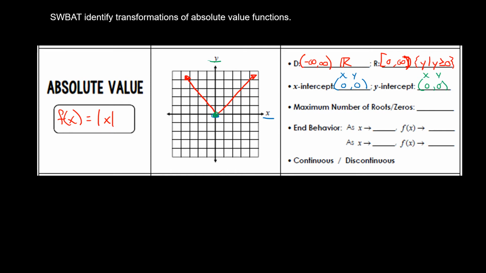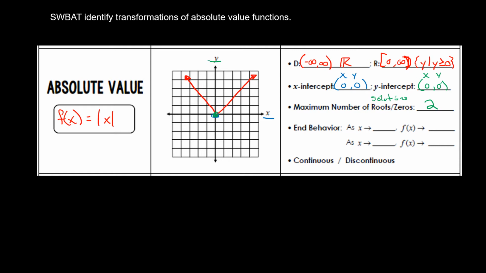The maximum number of roots or zeros. So what I want you to think about is that roots or zeros are also the number of solutions, right? And when we've been solving absolute values, we know that we have the positive case and the negative case. So we have a maximum number of 2 solutions, or 2 roots or 2 zeros.